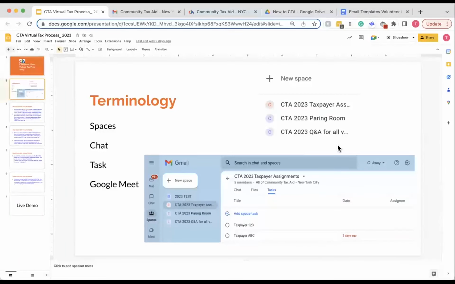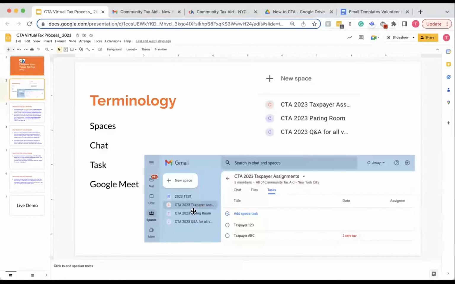When you go into your Gmail, you should see on the left side the mail, the chat, the spaces, and the meet. You should first go to the spaces button, where we have 3 different spaces. One is called taxpayer assignments, one is called pairing room, and one is called the Q&A for all volunteers.